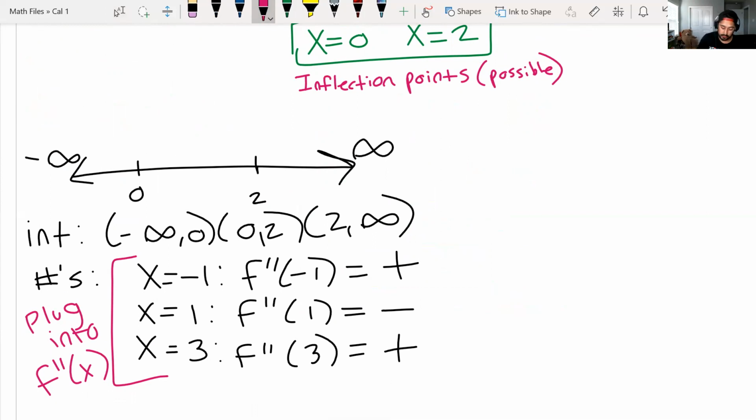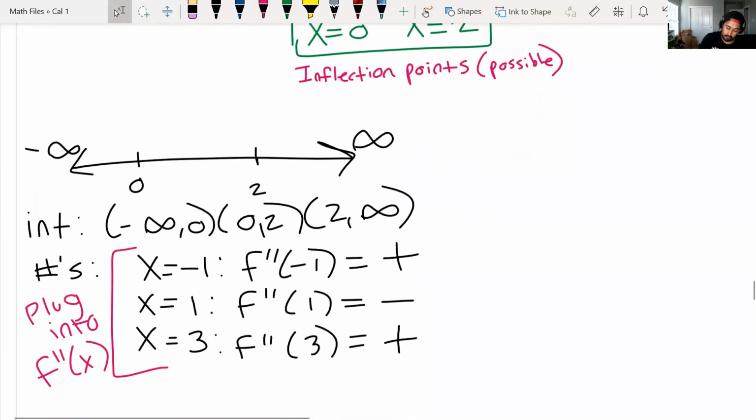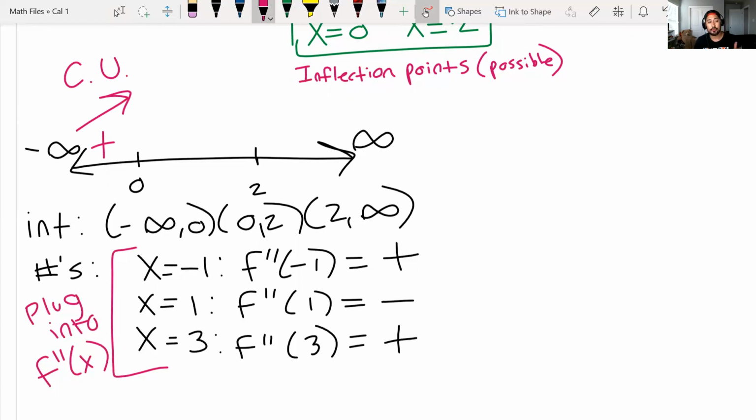From negative infinity to 0, we are positive, increasing. And now, since this is a sign chart for the second derivative, we will be concave up. From 0 to 2, we are negative, which means we are decreasing, which means we will be concave down. Then, from 2 to infinity, we are positive, which means we are increasing, which means we are concave up.